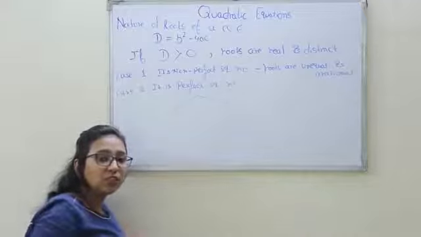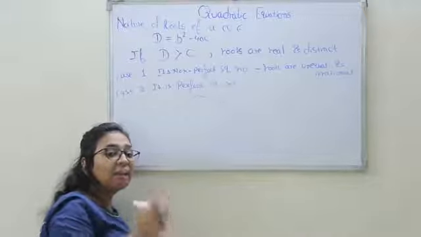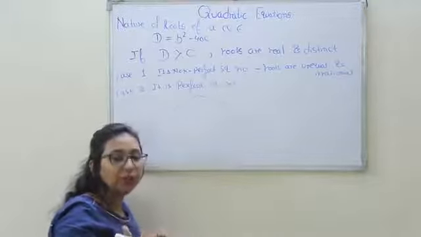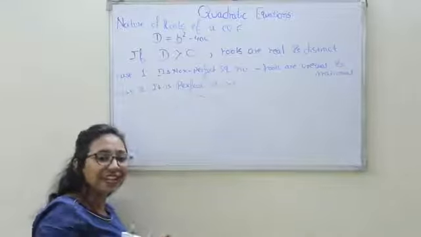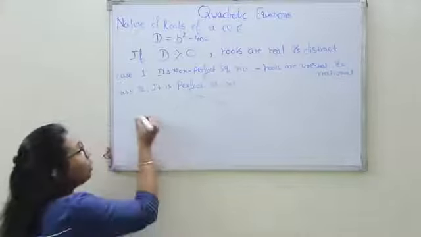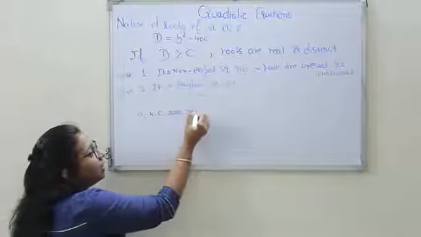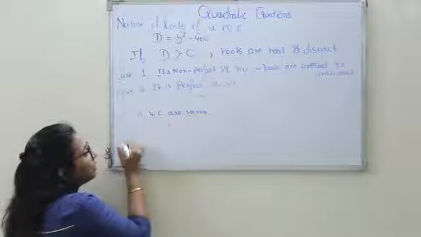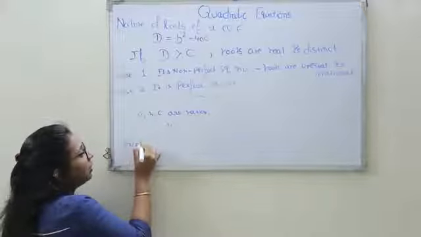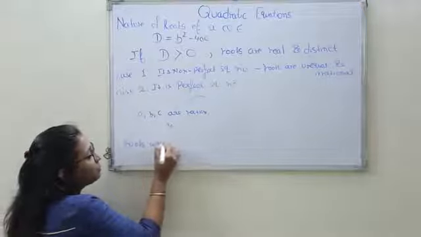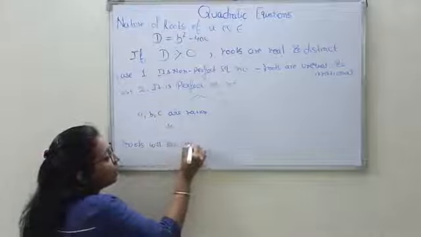Then what next you have to check is the a, b and c of the equation, by comparing with the coefficient of x square, coefficient of x and the constant. If all those a, b, c are rational, then the roots of that equation will be unequal and rational.